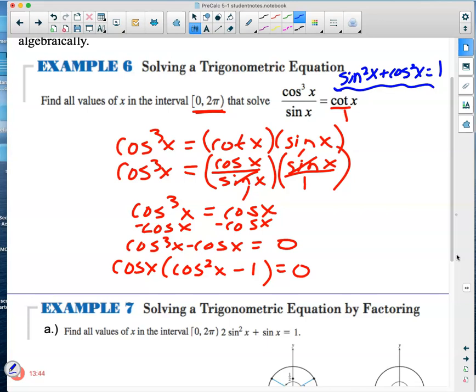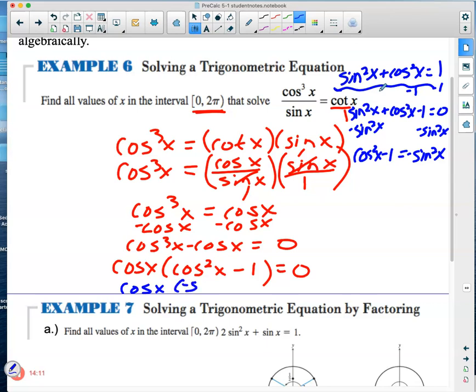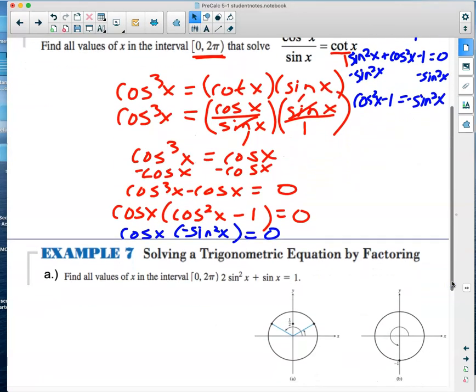So what I would have to do is subtract a 1 from both sides. And then I'd have to subtract a sine squared x from both sides. So that'll give me cosine squared x minus 1 equals negative sine squared x. So now it looks like this. Cosine of x times negative sine squared of x equals 0. And it is in factored form. I can see that. So how do I get my zeros?